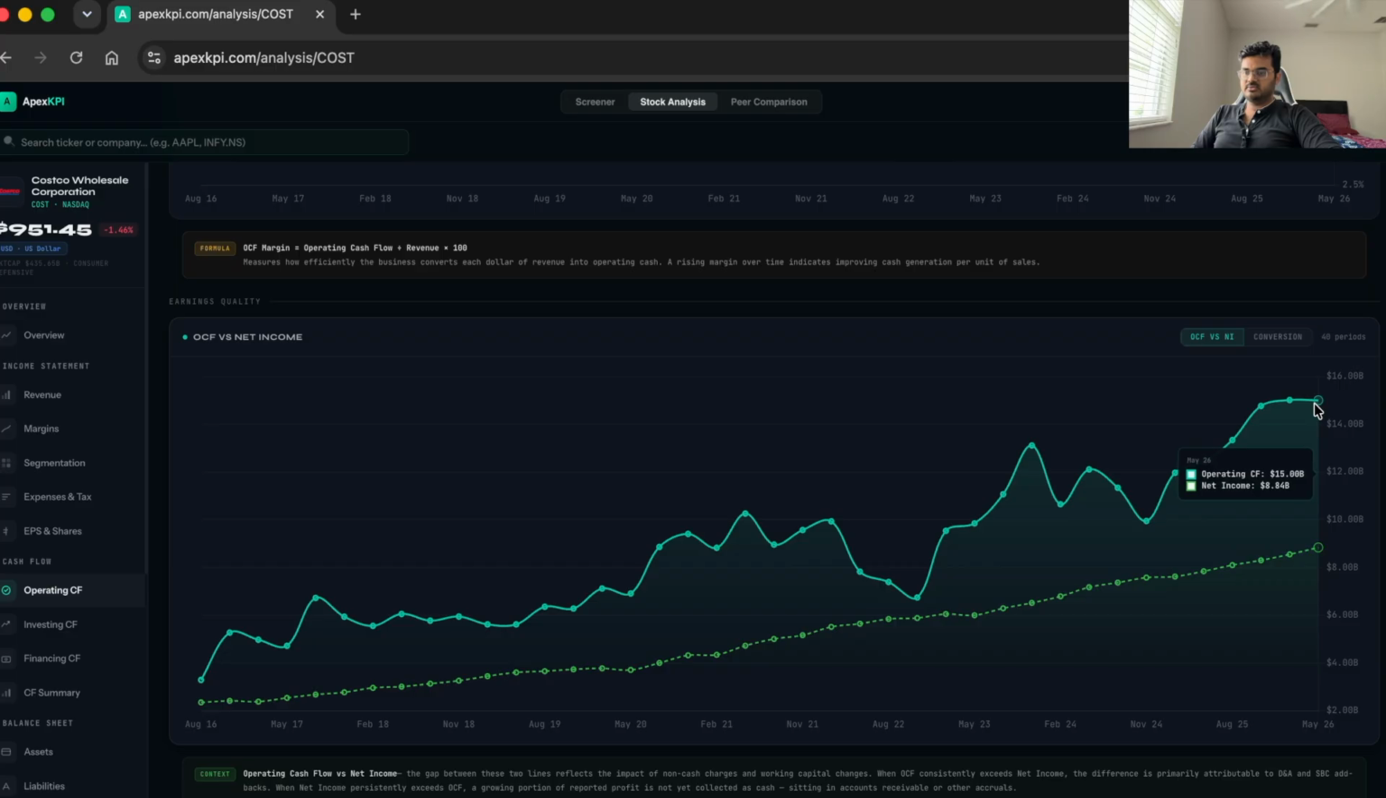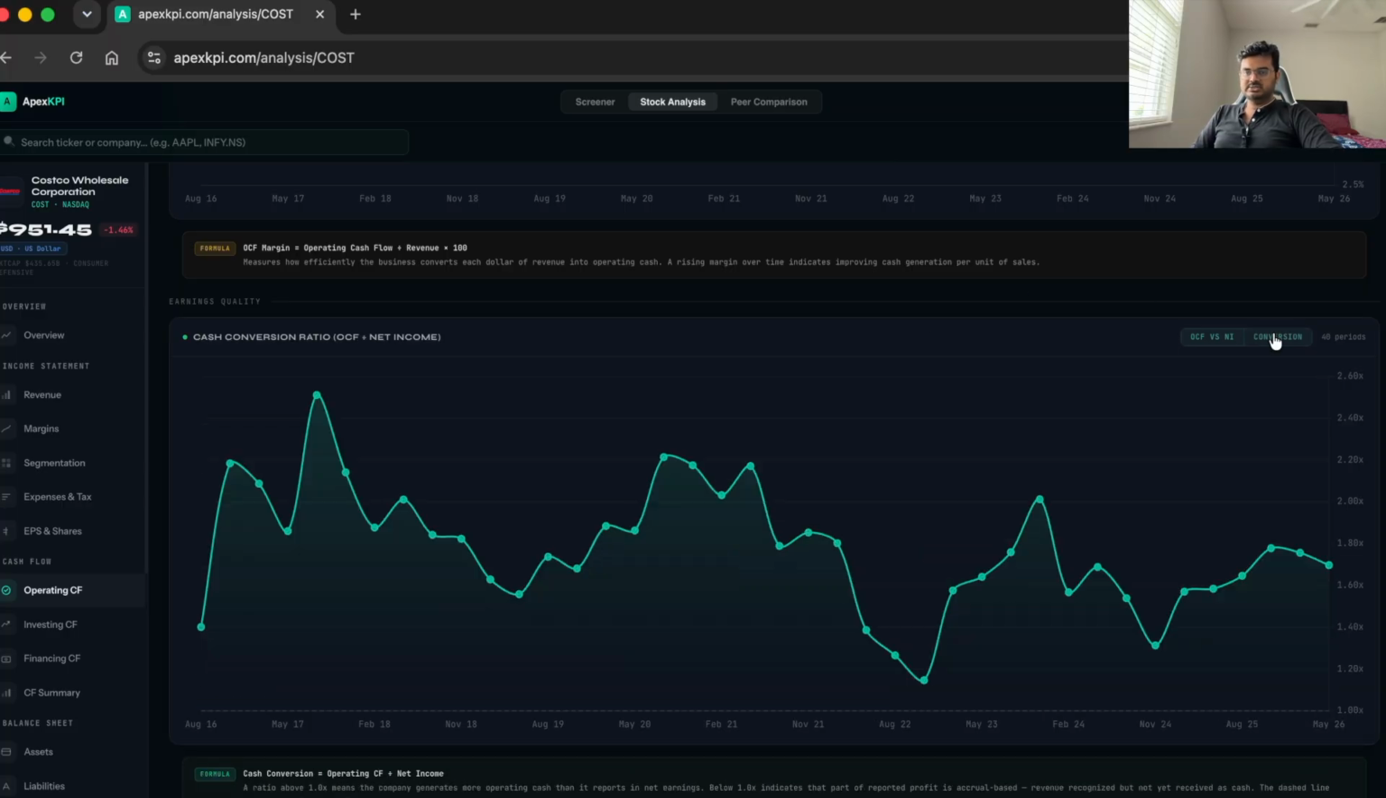If we look at this most recent point, the operational cash flow is $15 billion, whereas the net income is around $8.84 billion. And historically, the green straight line is the operational cash flow, and the green dotted line is the net income. Technically, you could see that in all periods, the operational cash flow is greater than the net income.